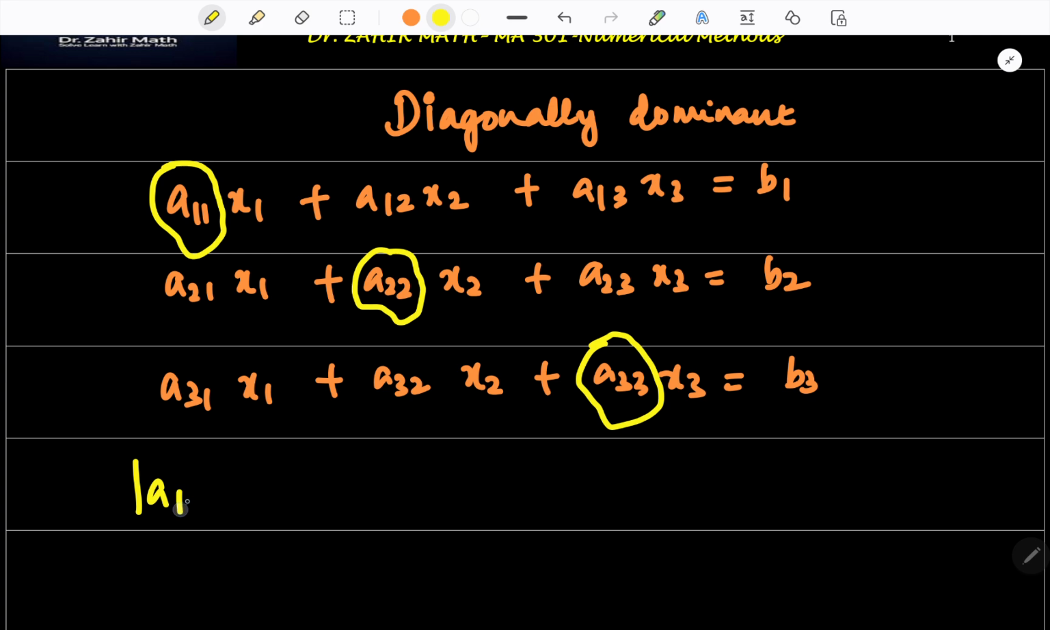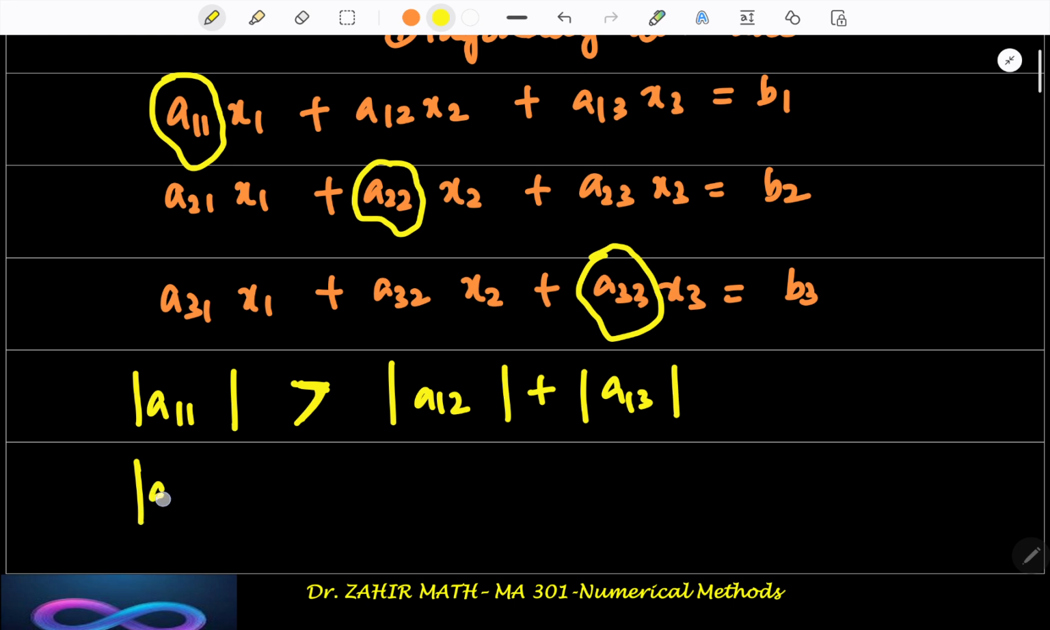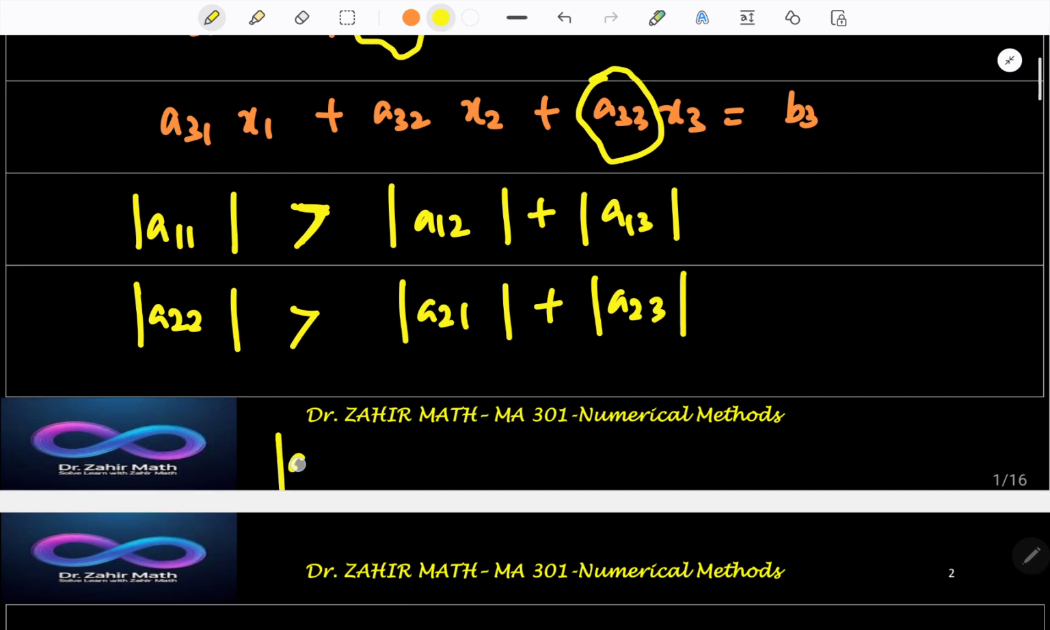Yes, the absolute value of A11 must be greater than, not greater than or equal to, greater than the absolute value of A12 plus the absolute value of A13. Similarly, the absolute value of A22 must be more than the absolute value of A21 plus the absolute value of A23. And the absolute value of A33 must be more than the absolute value of A31 plus the absolute value of A32.